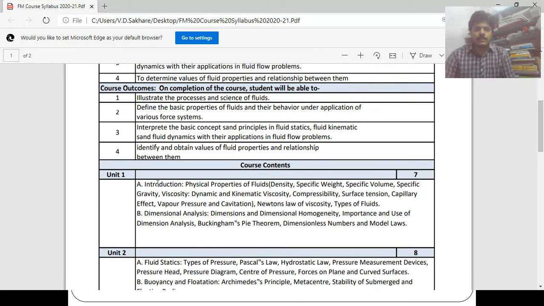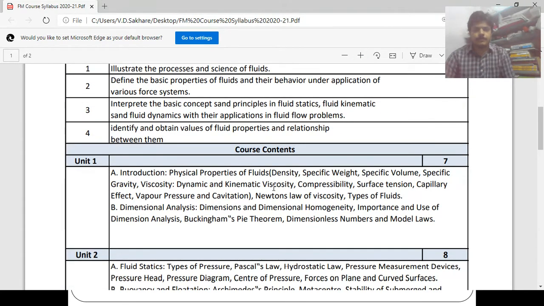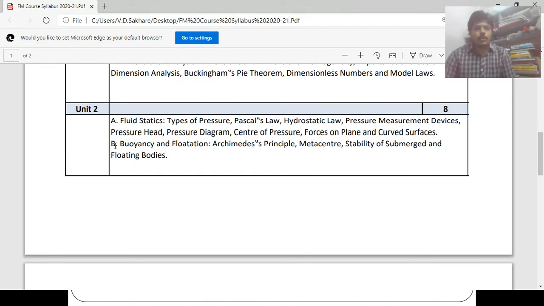Topic number 1 deals with the properties of fluids: mass density, weight density, viscosity, compressibility, surface tension. These basic and fundamental properties we will learn. Also, we'll learn dimensional analysis. In the second topic, we will learn fluid statics as well as buoyancy and flotation.